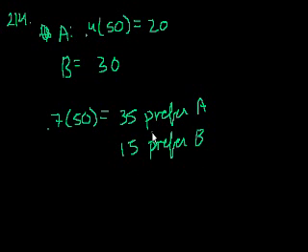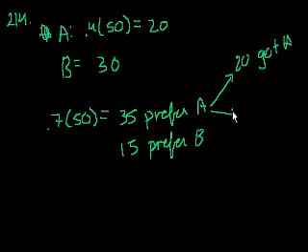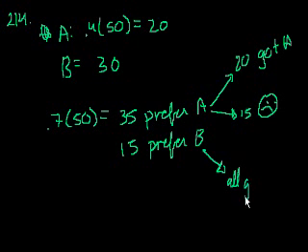So what's the situation? Well, the best situation is, let's see, 35 prefer A. So let's say that 20 of them got A, and then 15 fall into this upset category. And likewise, out of these 15 that prefer B, let's say that all of them got B. All of these got B, but then we have to put another 15 in B, and that's these 15 people.